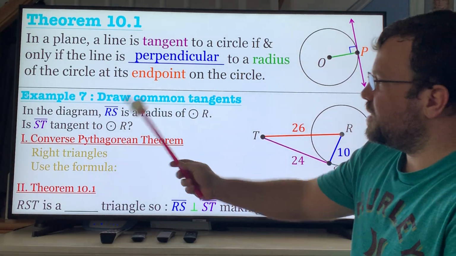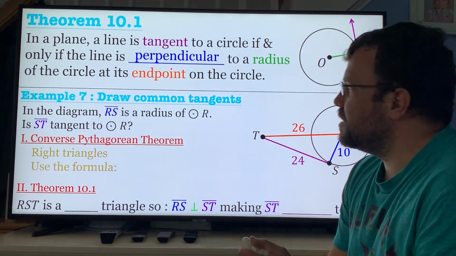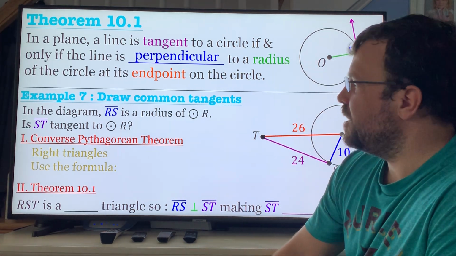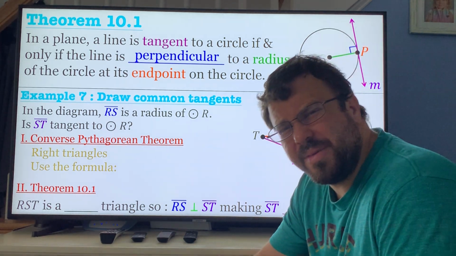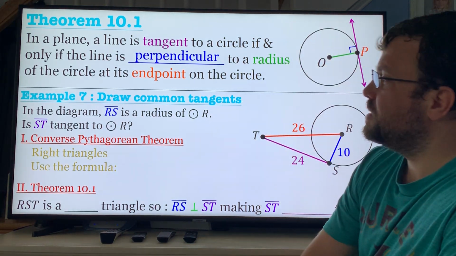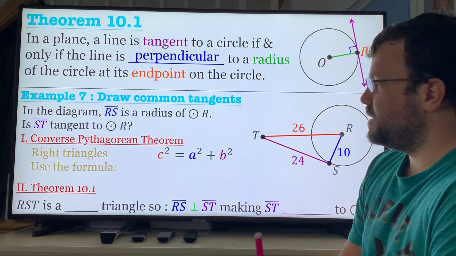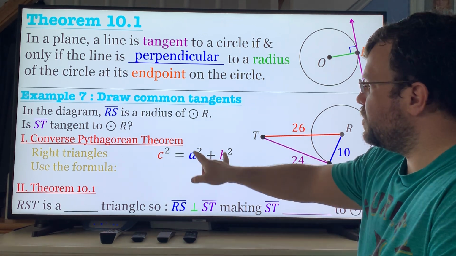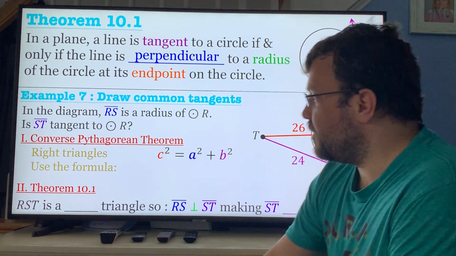So example number 7. In the diagram, RS is the radius of R. If ST is tangent to R, the first thing you can do is the converse Pythagorean theorem from chapter 8. Right triangles use the formula. What's the formula for a right triangle? C squared equals A squared plus B squared, or A squared plus B squared equals C squared, right? So if the 2 legs squared equals the hypotenuse squared, your answer is a right triangle.